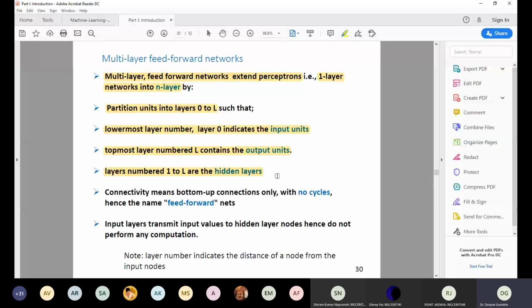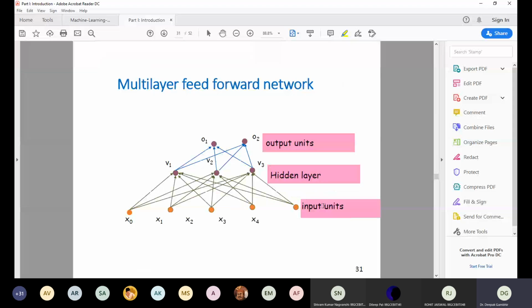Connectivity means bottom-up connections only with no cycle, hence the name feed-forward. As this is a feed-forward network, no output is fed back to the input, so there is no cycle present. The input layer transmits the input value to the hidden layer and hence does not perform any computation. We will see this later on as we go into more detail.